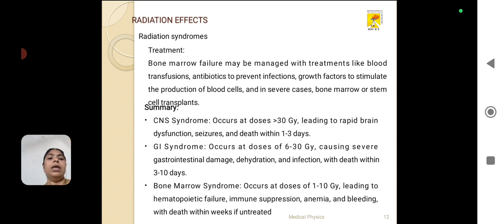So, in summary, there are three syndromes: central nervous system syndrome, gastrointestinal syndrome and bone marrow syndrome. Central nervous system syndrome occurs at doses greater than 30 gray, gastrointestinal syndrome at 6 to 30 gray, and bone marrow syndrome between 1 to 10 gray.